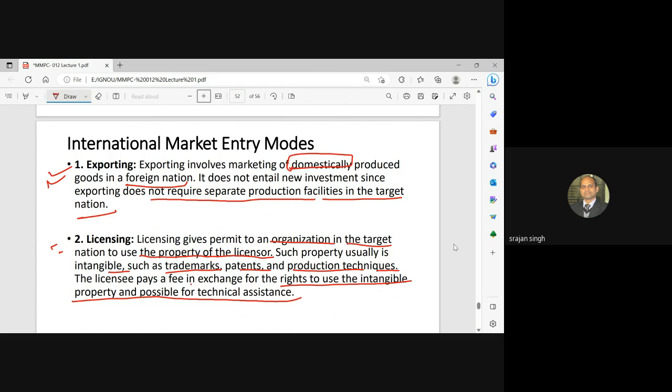So if an organization is permitting you to use its properties, and properties are mostly of intangible nature, such as name, fame, trademark, patent, or excellent employees, could be anything. After availing all these benefits, the licensee has to pay some amount of fee to the licensor.